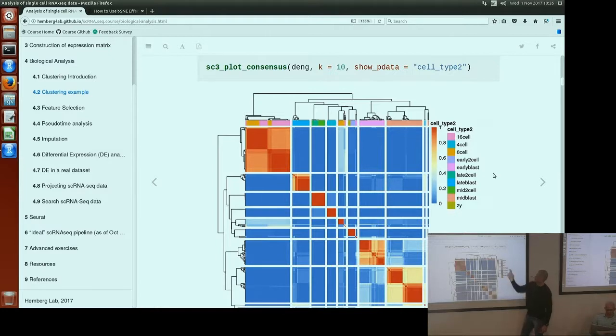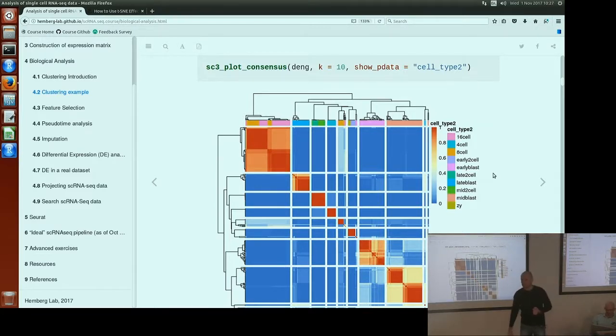But again, SC3 recommended us 6 clusters. If you go to numbers more than 6, you will start getting these artifacts where it can't find a large cluster, so it just separates 1 or 2 cells into a separate cluster.